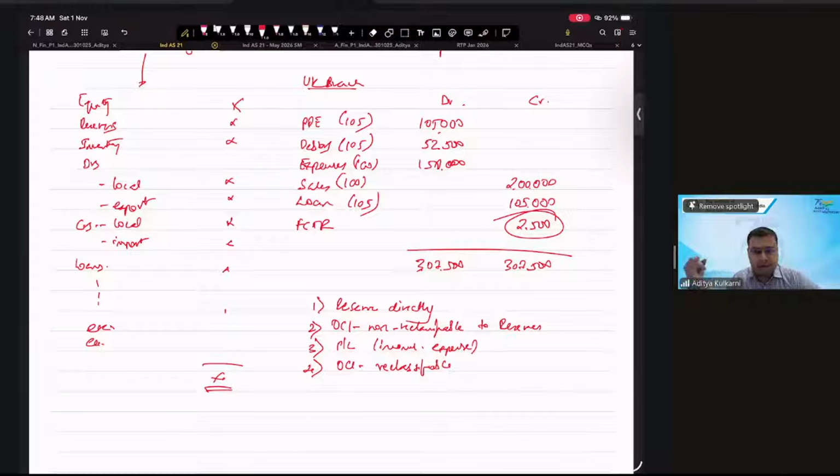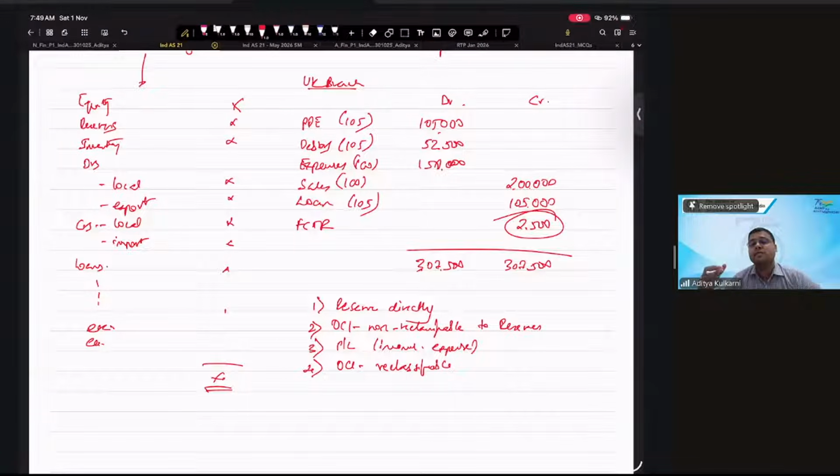Will it fit under number one? If it fits in one, it implies that this reserve is never going to be realized. Will that happen? Answer is no. This reserve will be realized at the time of closure of the branch. So it will not go directly to reserves. Will I treat it as OCI which is non-reclassifiable to reserves? Answer is again no. This gets realized, and this is very much in the control of the entity. Therefore, it cannot be part of a non-reclassifiable item. Will it be treated in the P&L as a regular income and expense? Answer is no.